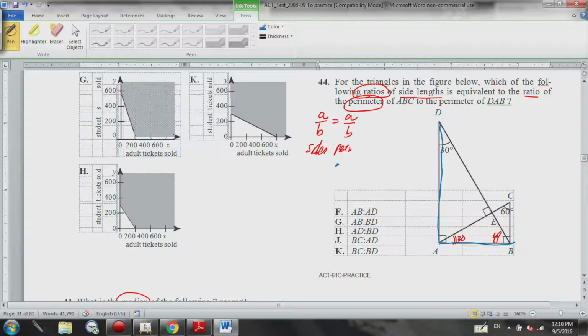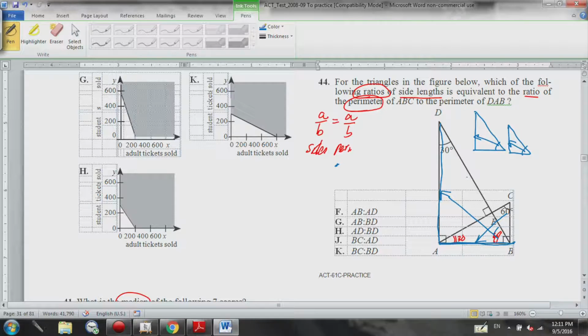Well, if you consider AB to be part of the smaller triangle, that's the side opposite the 60 degrees. And AD over here is the side opposite the 60 degrees in the big triangle, correct? So those are corresponding sides. Both are sides opposite 60-degree angles. In other words, if you were to line up these two triangles, with this being the 60-degree angle, one of them would be like that.